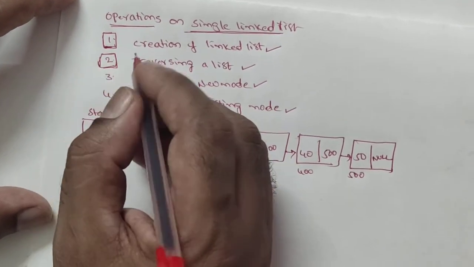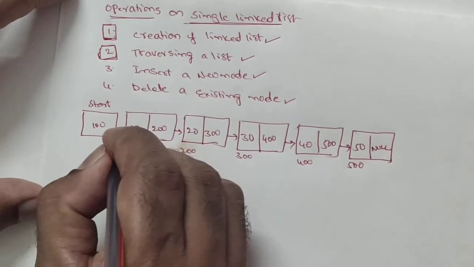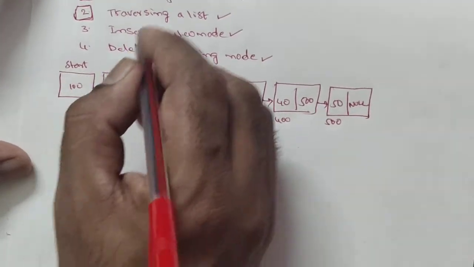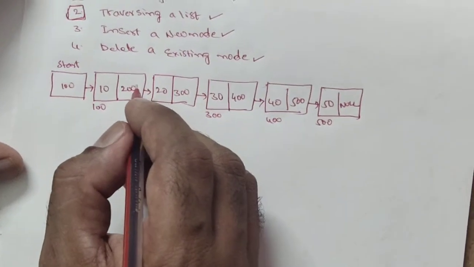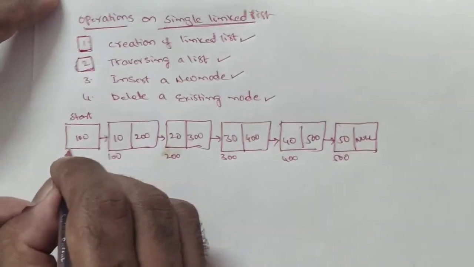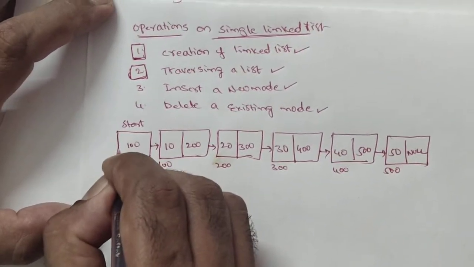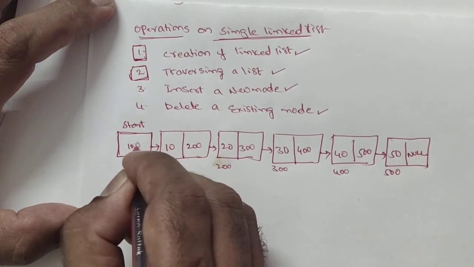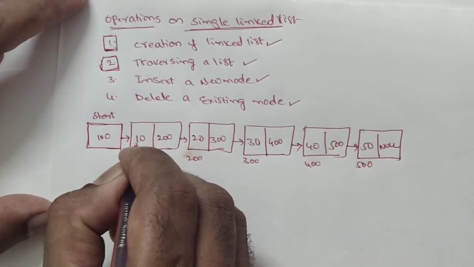So what do we mean by traversing? We are visiting each and every node of a linked list at most once. Let us consider the following linked list. This is the start pointer, which consists of the address of the first node.